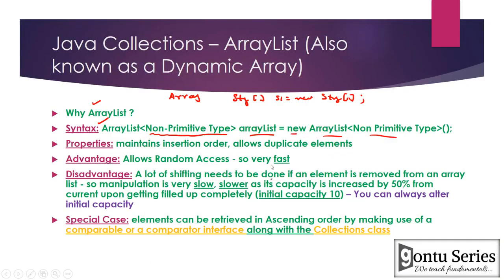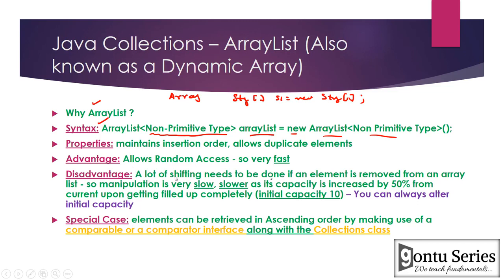See here: allows random access, so very fast. Whichever position you specify, it's going to go to that position directly and fetch that element. So we say that it's very fast. Now what is the disadvantage of this? The disadvantage of using an ArrayList is the one that I talked about earlier.